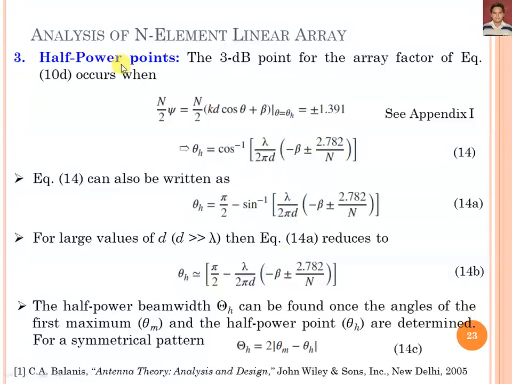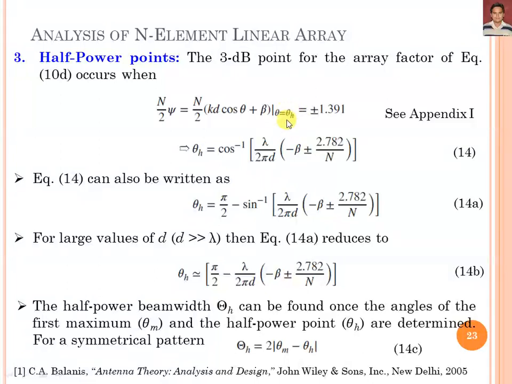The third important analysis is the half power points, which are calculated at the 3 dB points of the array, and by using equation 10 we can calculate the half power points value: N psi by 2 is equal to N by 2 of kd cos theta plus beta, where theta is equal to theta h.